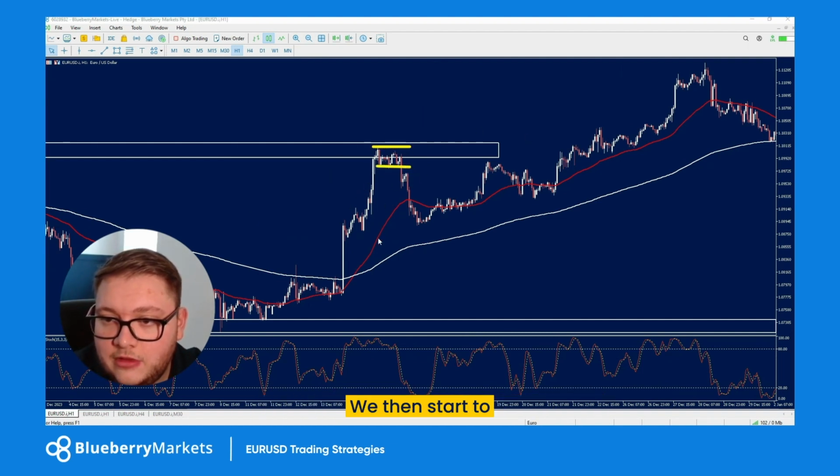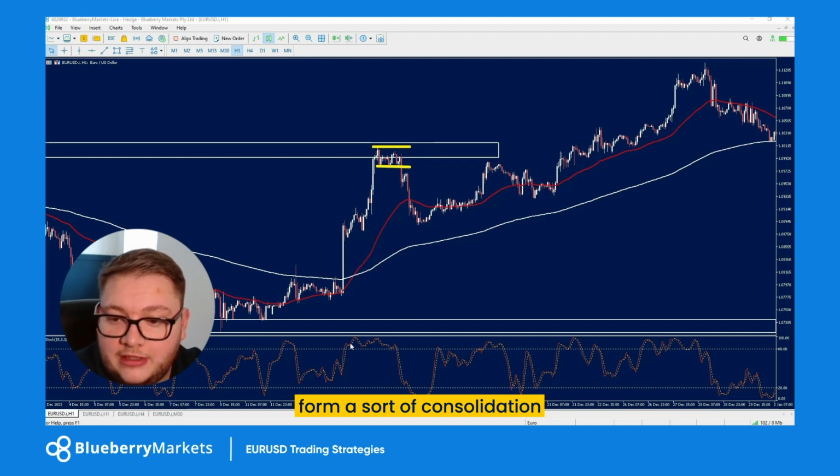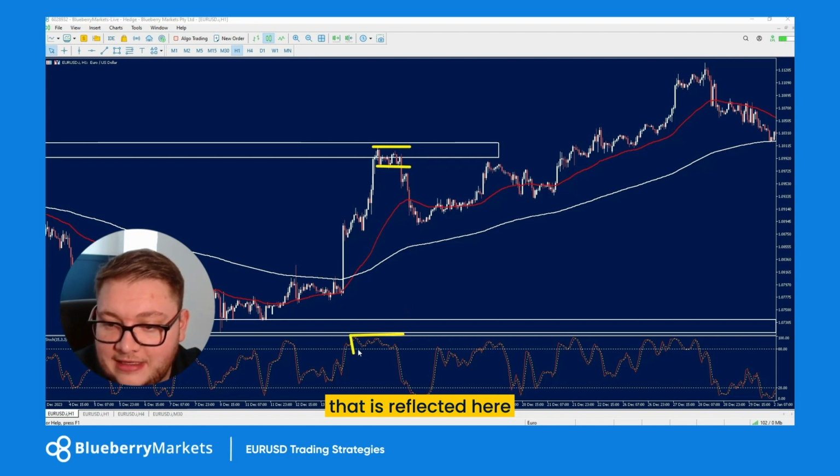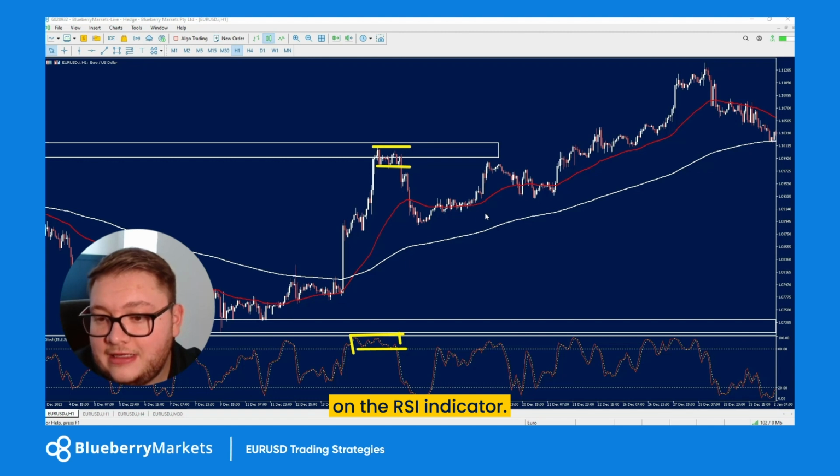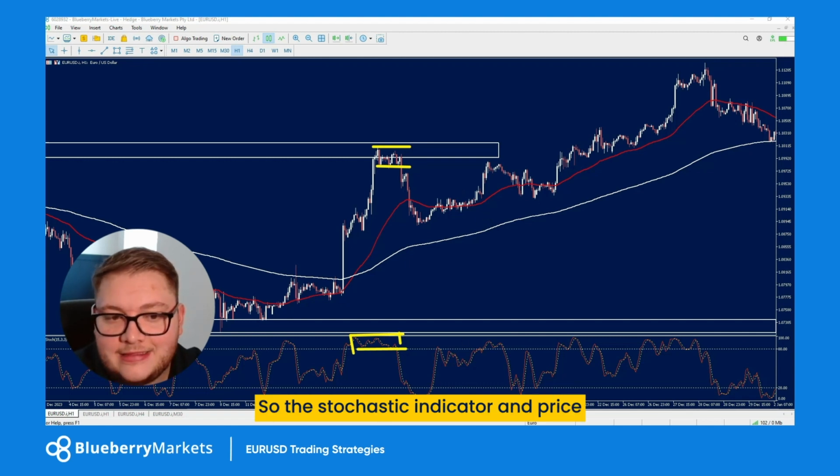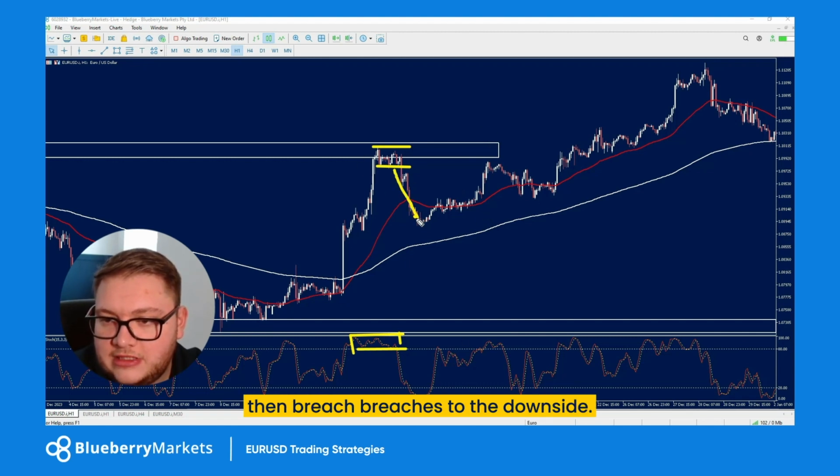We then start to form a sort of consolidation that is reflected here on the RSI indicator, sorry, the stochastic indicator, and price then breaches to the downside.